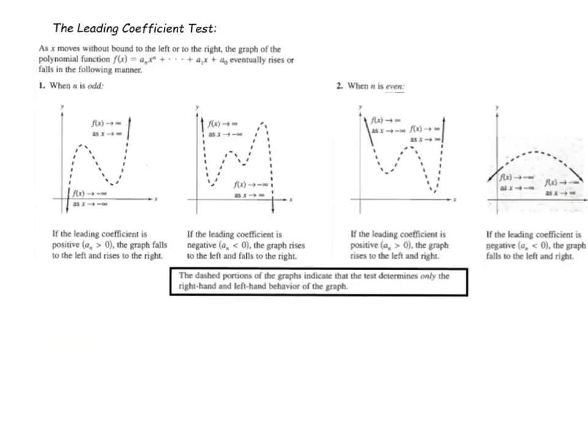The leading coefficient test describes end behavior. The leading coefficient is just the first term when it's written in order from highest to lowest. And that can tell you some things about the left-hand side and the right-hand side of your graph. When you're looking at your end behavior, you want to look at that leading coefficient, the lead term. The lead term is either going to have a degree that is odd or a degree that is even.